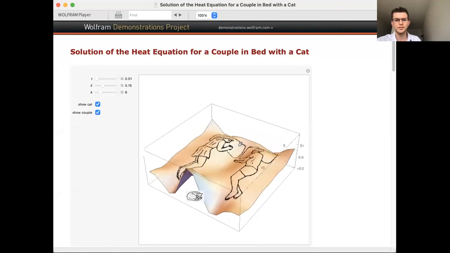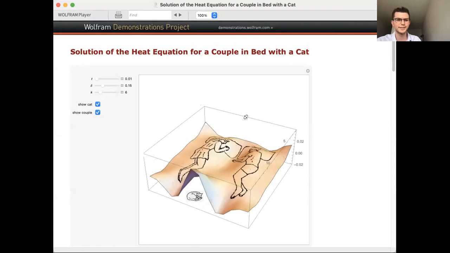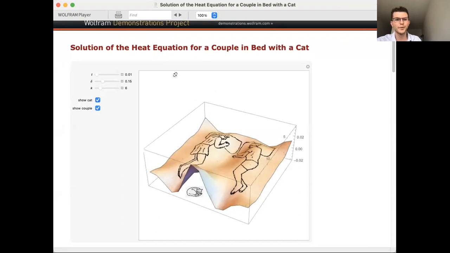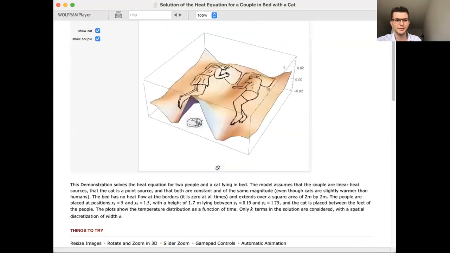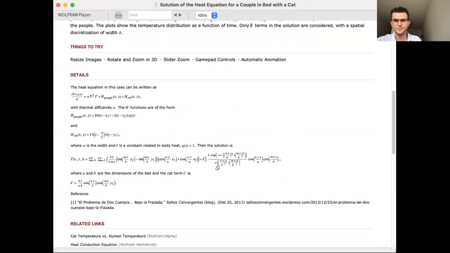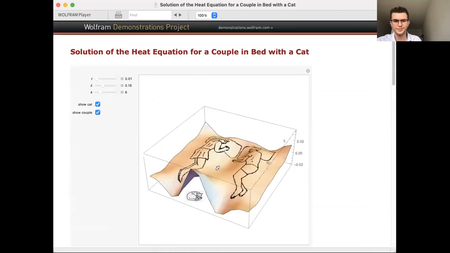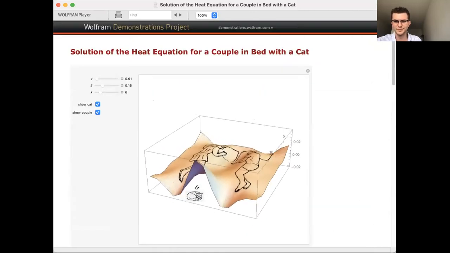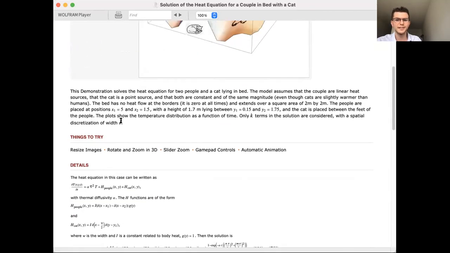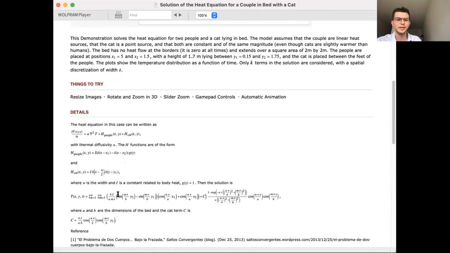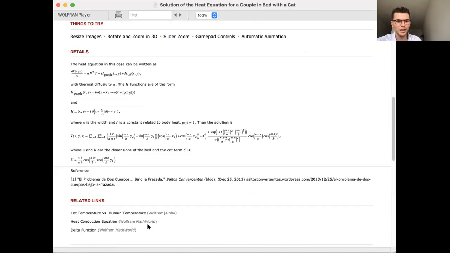Right, you can sort of play around with this heat equation in many ways. So here's a representation of a solution for a couple in bed with a cat. And this tells you how the heat is supposed to transfer in this situation. So yeah, you can sort of see the details of the equation and how the solution is supposed to behave and other things.